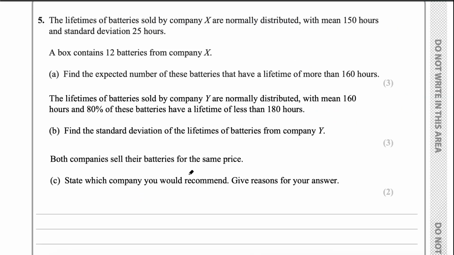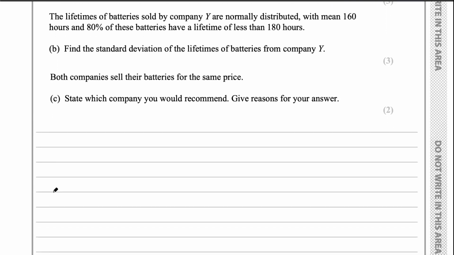Question 5 says the lifetimes of batteries sold by company X are normally distributed with mean 150 hours and standard deviation 25 hours. A box contains 12 batteries from company X. And part A says find the expected number of these batteries that have a lifetime of more than 160 hours. Okay, so this is normally distributed, meaning we can work out the probability of more than 160 hours and then multiply that by the number of batteries in the box to work out how many batteries we would expect.